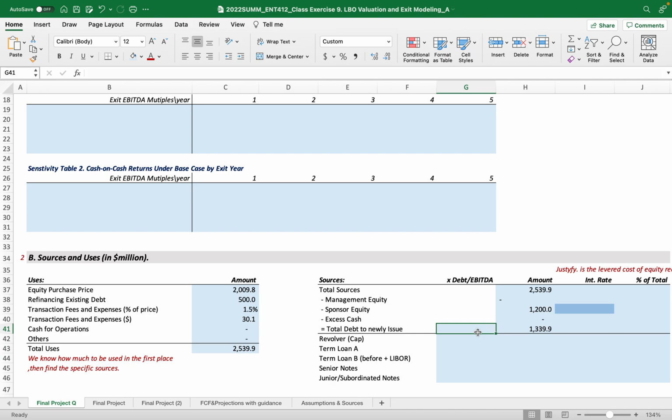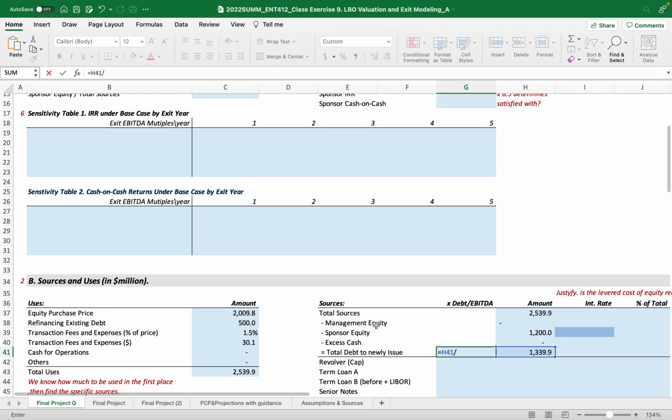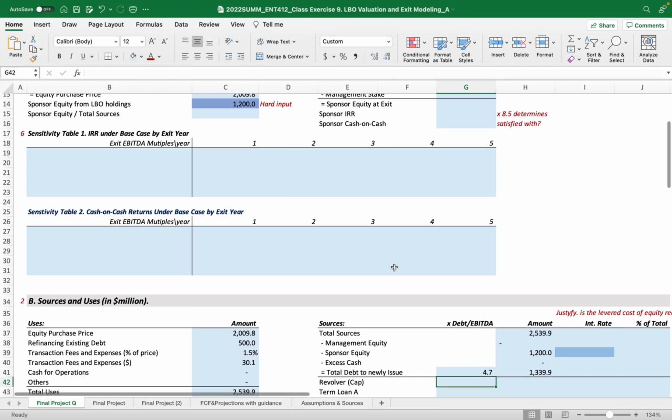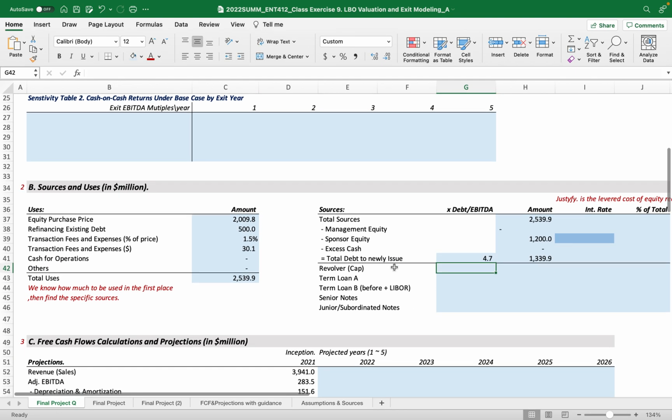Once we get this EBITDA of 8.5, this debt over EBITDA must be lower than the 8.5. So how do we get it? This amount divided by the EBITDA. There you go. So 4.7, right? The 4.7 is the debt over EBITDA multiple.